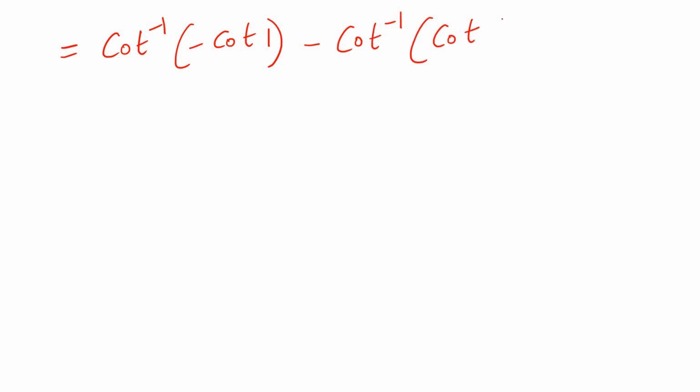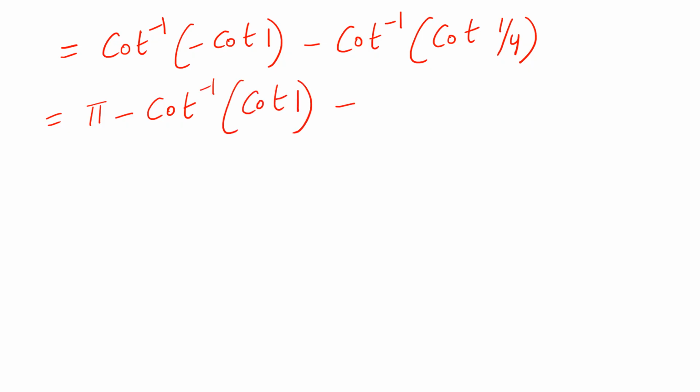Now students, the expression becomes cot inverse of minus cot 1, minus cot inverse of cot 1 upon 4. Now we know that cot inverse of minus x is equal to pi minus cot inverse x. So the expression becomes equal to pi minus cot inverse of cot 1, minus cot inverse of cot 1 upon 4.